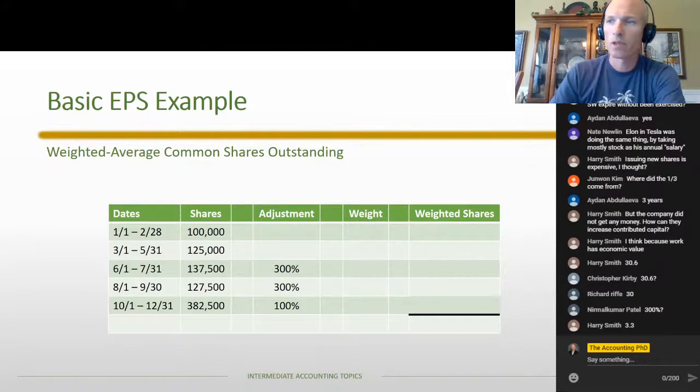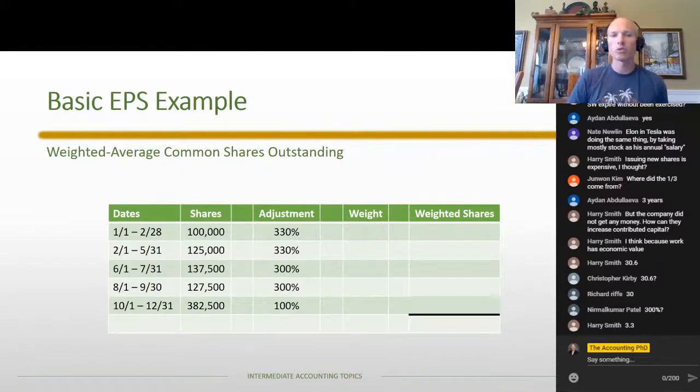All right, the answer is 330%, and that's applicable to both of the first two rows. Again, 33 over 10 is 330%, so that's how you get the adjustment. My 10 shares turned into 33 shares. That's a 330% adjustment.